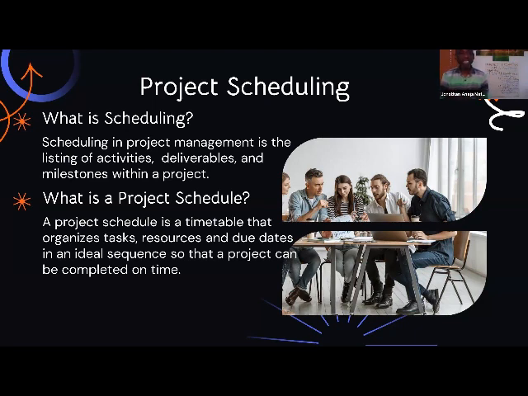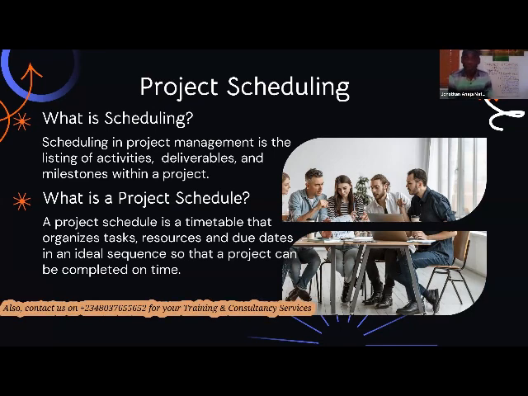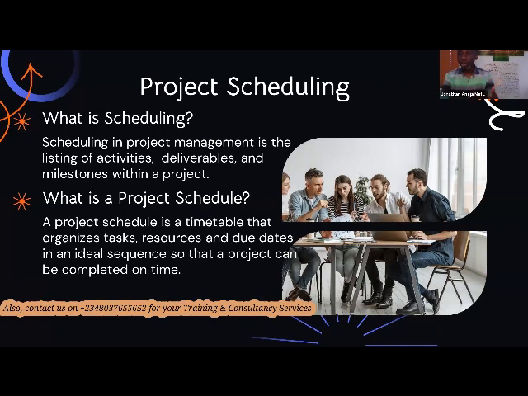So a project schedule is a timetable that organizes your tasks and resources and the due dates in an ideal sequence. That's where the MS Project scheduling tool comes in. Sometimes you can't do it with your head. Do you know that sometimes, right? 2 days plus 2 days is not necessarily 4 days. It depends on the relationship of the activity. The activities are going to be done in parallel. 2 plus 2 is not equal to 4.